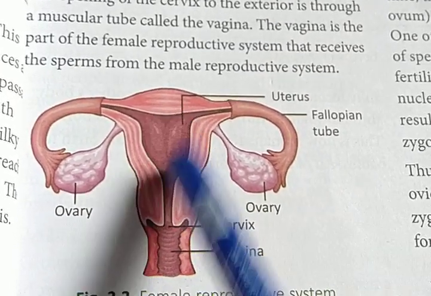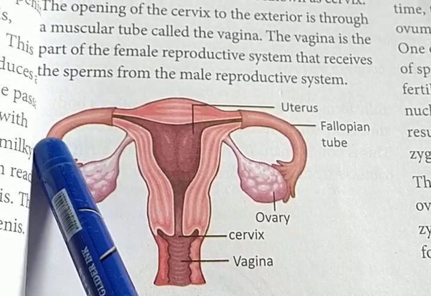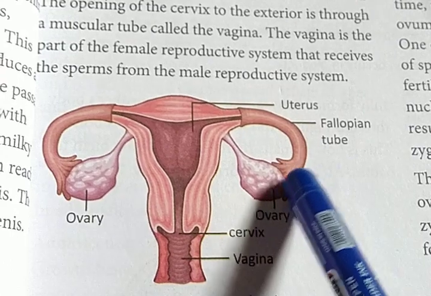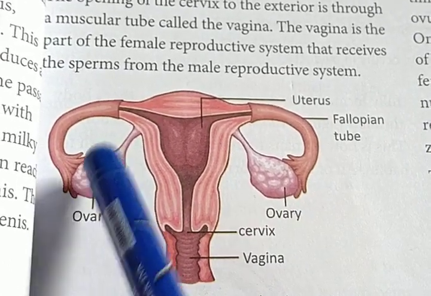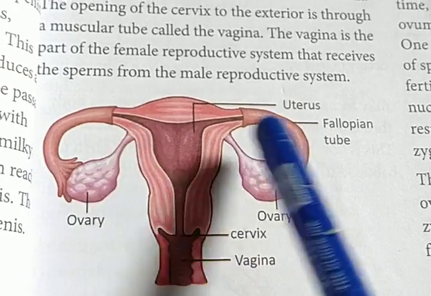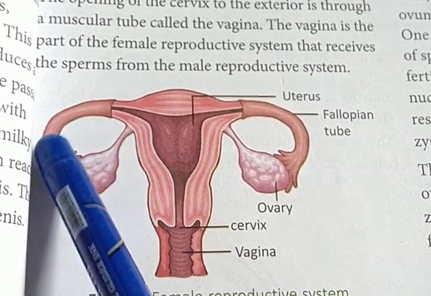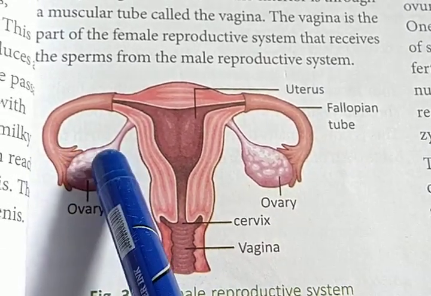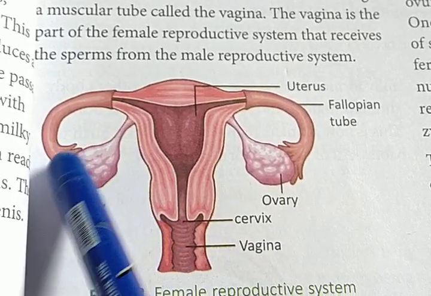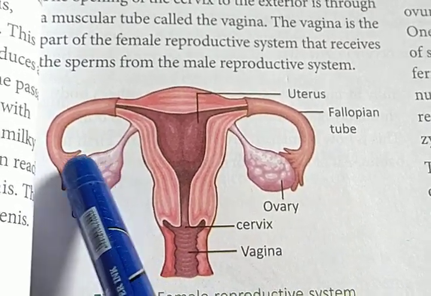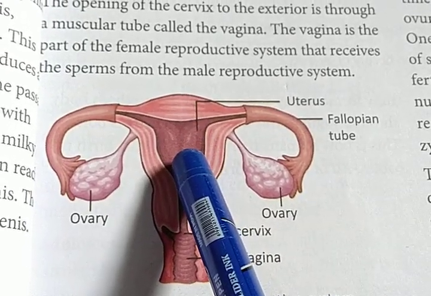This portion is known as the uterus. The ovary is attached on both sides to a funnel-shaped structure that is known as the fallopian tube or oviduct. Basically, when the ovary releases the ovum, it goes into the fallopian tube and reaches the uterus.